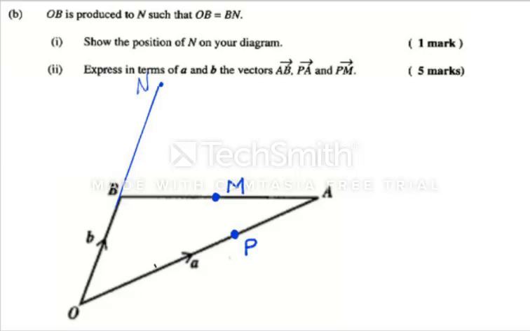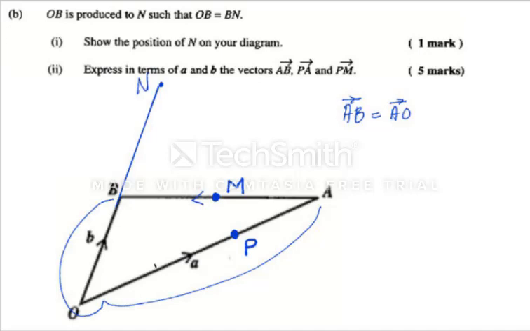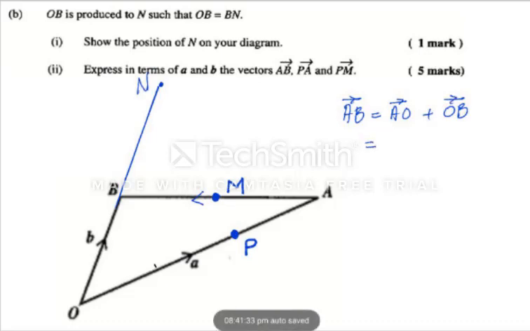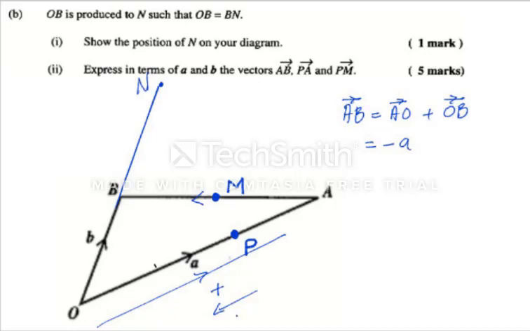Then we're asked to express in terms of a and b the vector AB. So this is A and this is B, and we want the vector AB. Using the triangle law of vectors, AB would be equal to AO plus OB, so you go from A to O and then from O to B. Now OA is a, therefore AO would be minus a. If going in this direction is positive, going in the other direction would be negative.